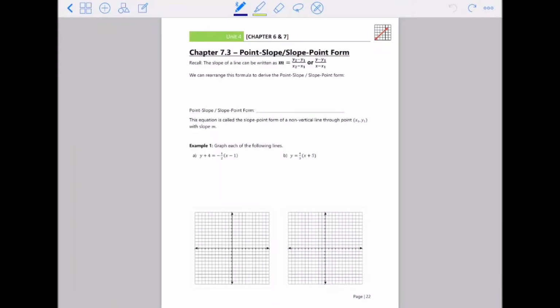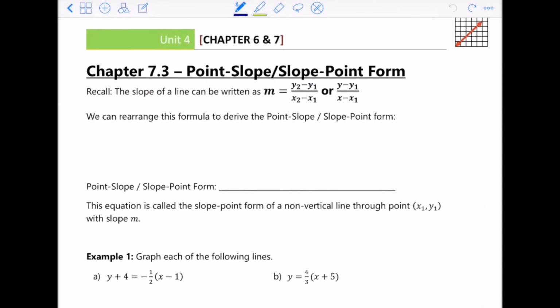Today we're going to go over chapter 7.3, point slope or slope point form. Recall that the slope of a line can be written in this form: m equals (y2 minus y1) over (x2 minus x1), where x1 and y1 is a coordinate for the first point, and x2 and y2 is a coordinate for the second point. We're going to rearrange this formula to derive point slope form.